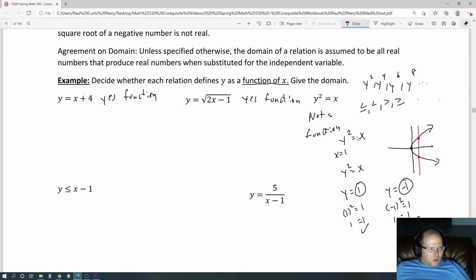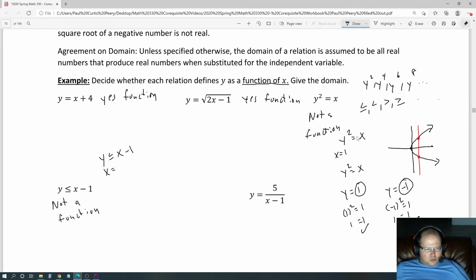Okay, so let's look at the next one. The next one has an inequality symbol right here. So this one is also not a function. And I will show you why that is. So in this case, let's do it algebraically first. For this to be a function, for every value of x, there would be one and only one value of y that it spits out, right?